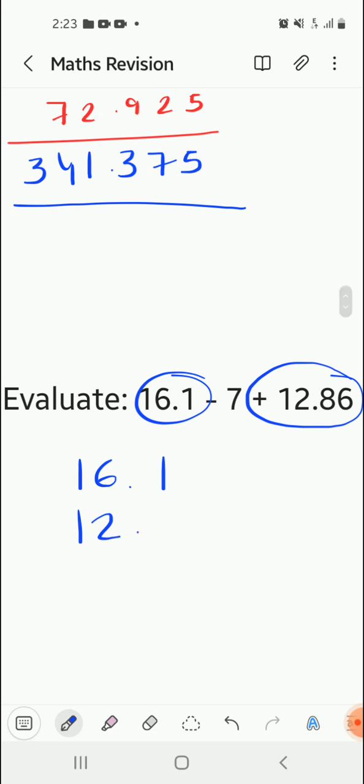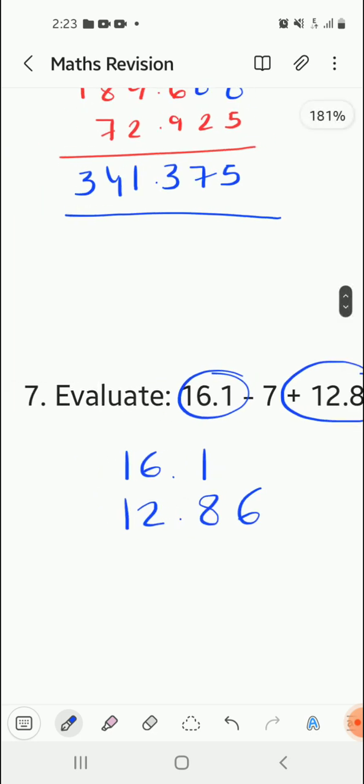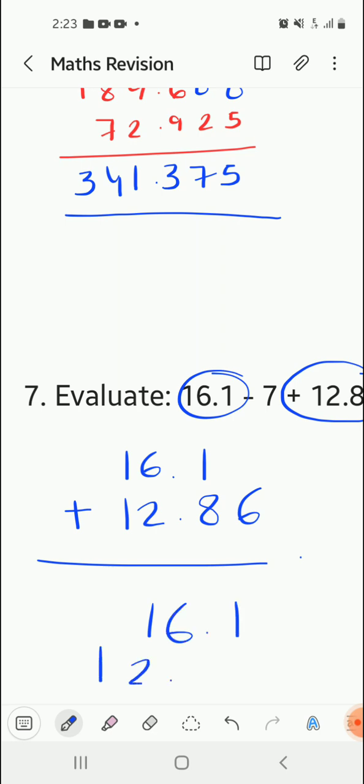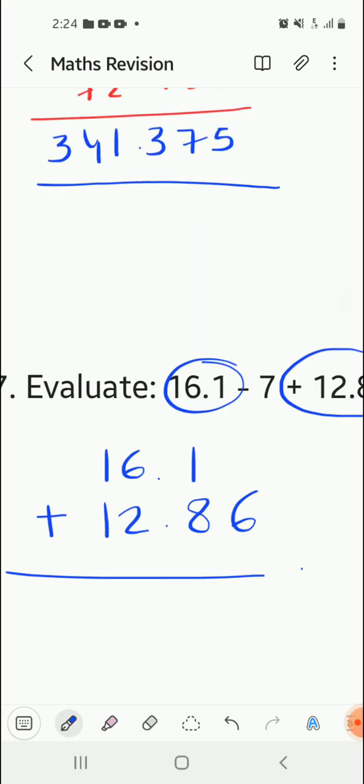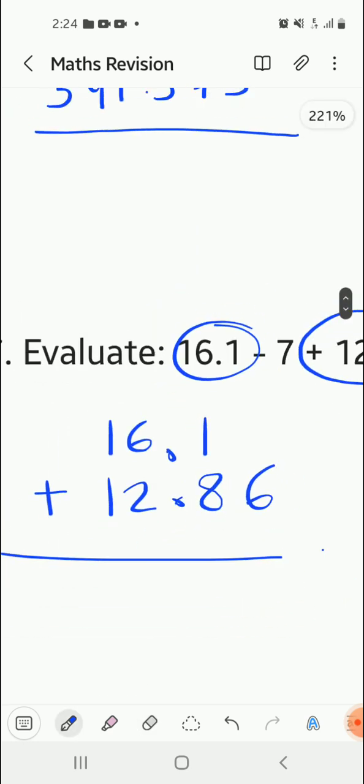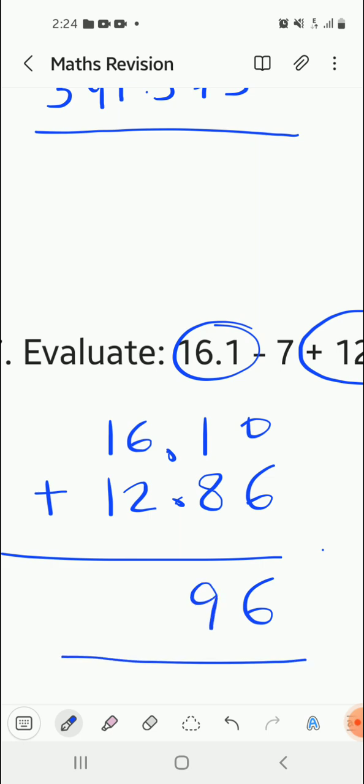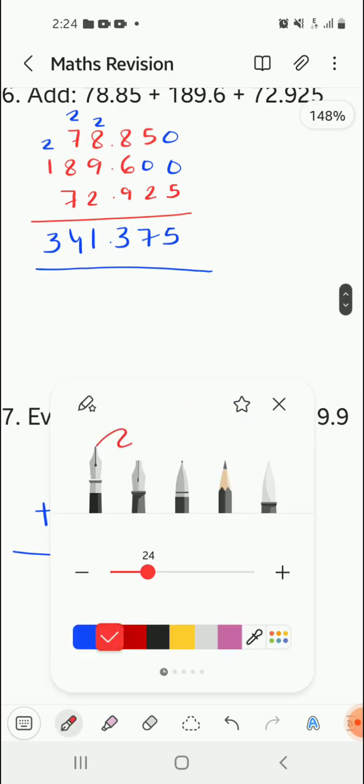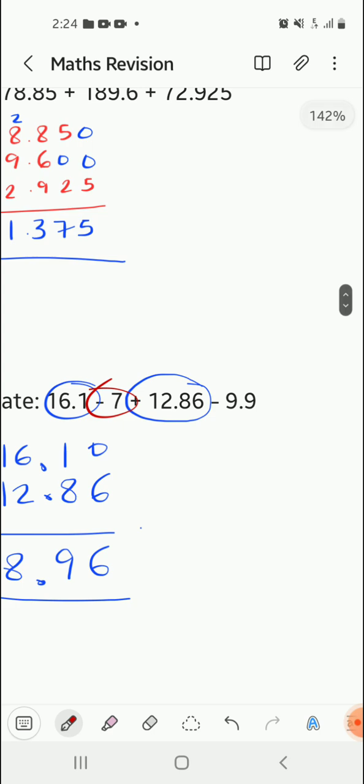Always remember to insert decimal places just after what is given. You can't write it in this manner, 16.1 and then 12.86. This is the wrong way of writing it. Always decimal places one after the other. Now simply add 6 and here there is nothing, so 6 and 0. So we are going to write 6, 0 plus 6 is 6, 8 plus 1 is 9. Insert the decimal place. 6 plus 2 is 8 and we've got what? 1 plus 1 is 2. Now we are left with the negative numbers, that is 7 and 9.9.